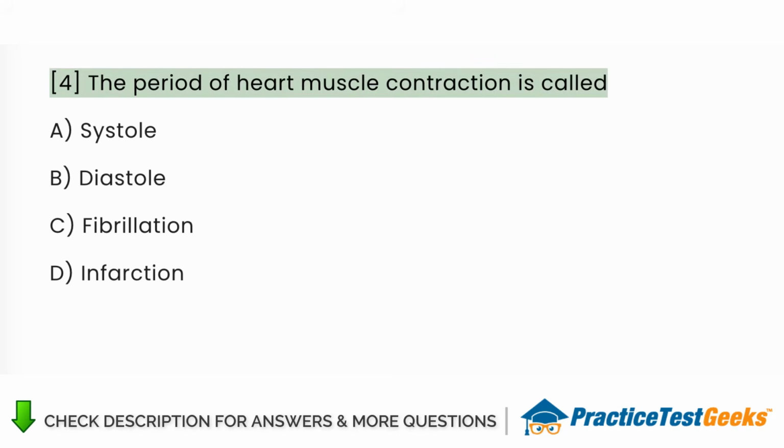The period of heart muscle contraction is called A. Systole. B. Diastole. C. Fibrillation. D. Infarction.